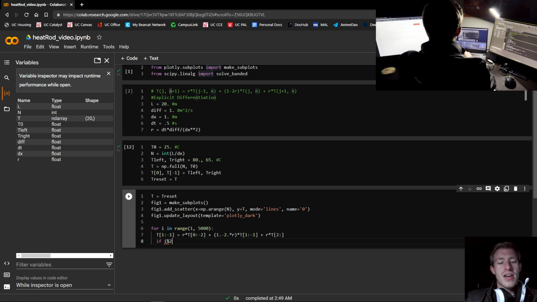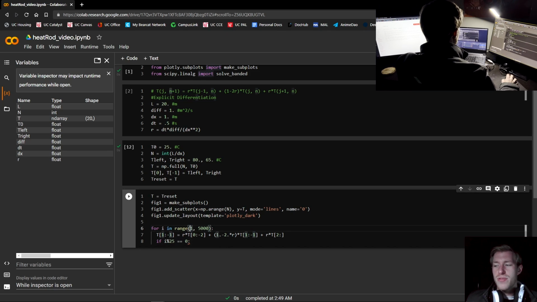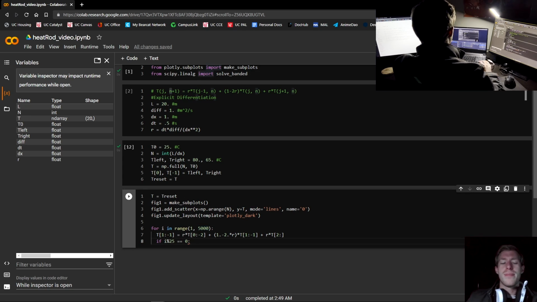So if i divided by 25 does not have a remainder of 0, so if it's not an even multiple of 25, we don't really care. But if it is an even multiple of 25, which is the reason we're starting our range at 1 and not 0, because 0 divided by 25 is obviously 0 with no remainder, so that would plot the second one again, which would not be super helpful. So that's why we're doing it outside, and we want to plot number 5000 anyway. So I digress. We're going to want to plot this.